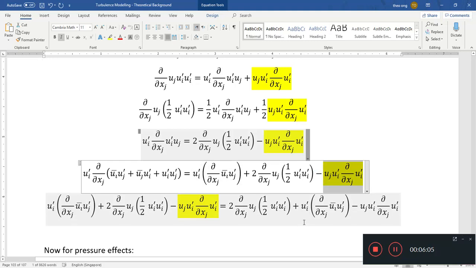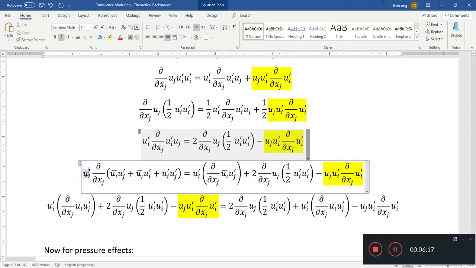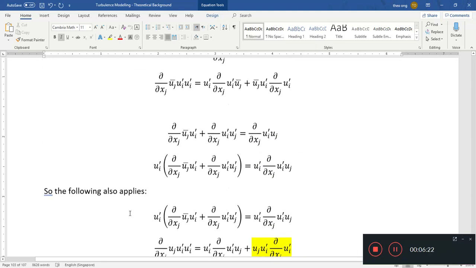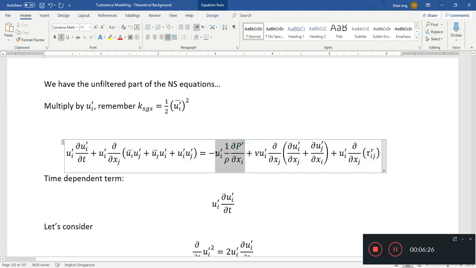So there are lots of leftover terms, but the idea is that you can find the subgrid scale kinetic energy advection term over here, and it comes from this advection term here. Of course, there'll be other residual terms that come about for pressure effects, because there'll be this term. For pressure effects, we can leave it be, and I'll show you why in a bit.